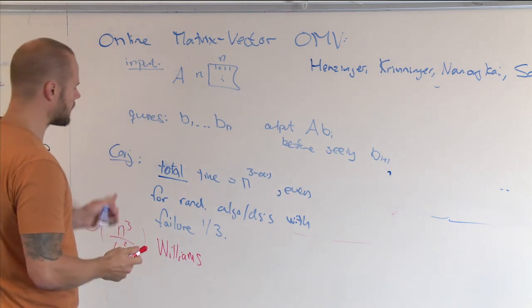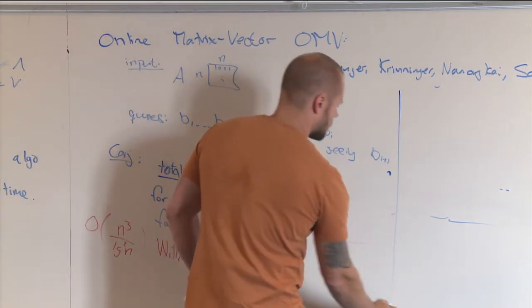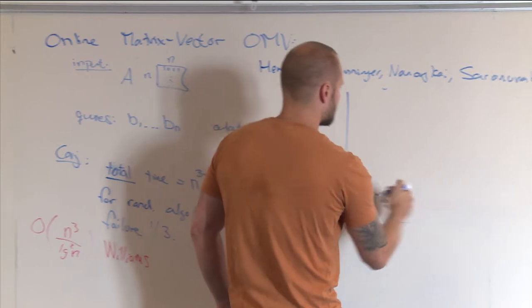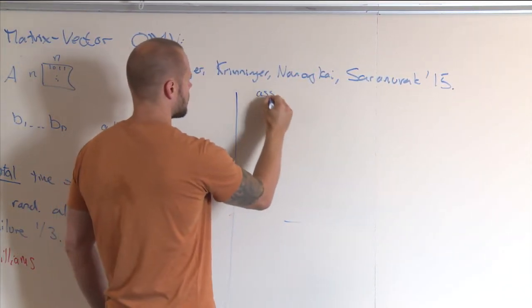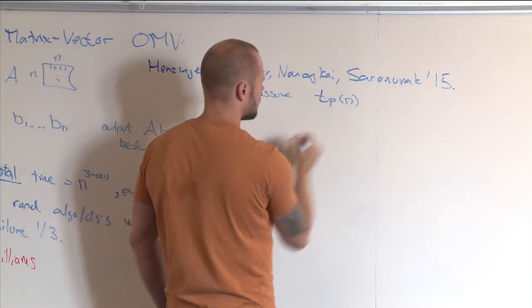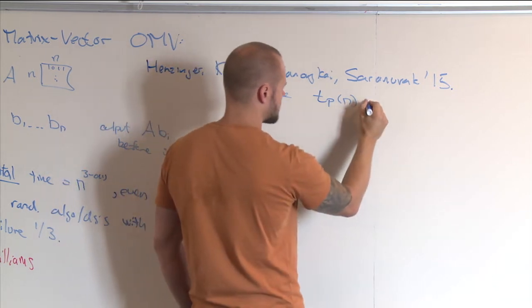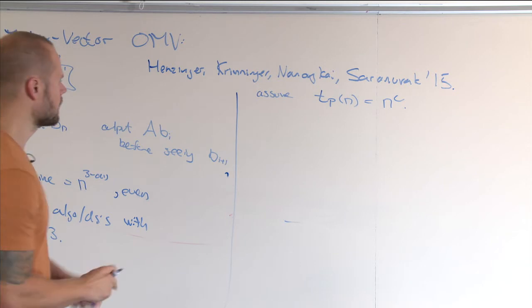Okay, let me show you that this conjecture alone implies that you can also allow arbitrary polynomial preprocessing time, and still the total time for the rest of the sequence has to be cubic. So let's say I have T processing of n, for n by n matrices. Let's say I have an algorithm that runs in n to the c time for some polynomial c.